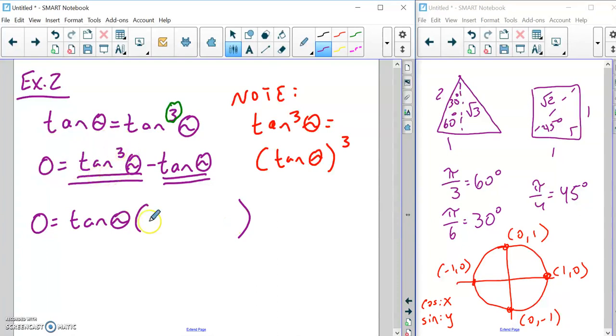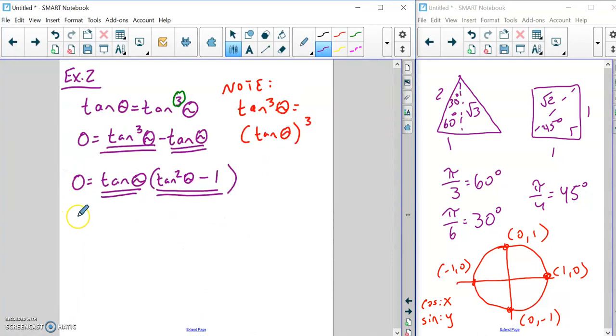If I had 3 tangents and I took one out, now I have a tangent squared of theta. And if I take all of this out, I need a 1 as a placeholder. From here, what you'll see is I now have a product, one thing times another thing, that is equal to 0. So I'm going to go ahead and use the zero product property here and say tangent of theta equals 0, and tangent squared of theta minus 1 equals 0. This is as far as I can go in terms of the algebra on this.